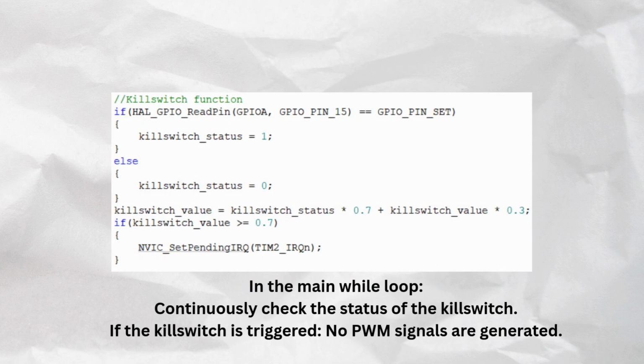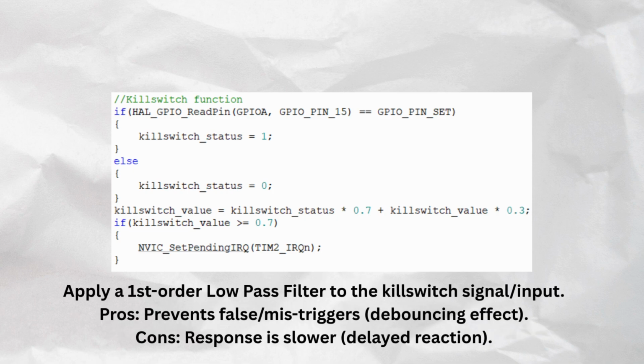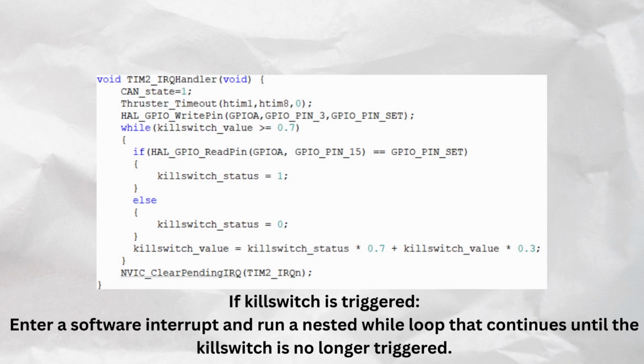In the while loop, it would keep checking the state of the kill switch. If the kill switch is triggered, then there would be no PWM signal output. Also, there is a low-pass filter performed on this kill switch code. The pro is that it can avoid mis-triggering, but the con is that it performs much slower than the normal one. Then it would go to the software interval to have a while loop until the kill switch is not triggered anymore.